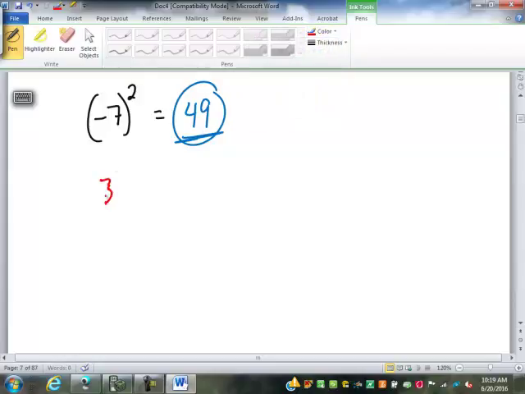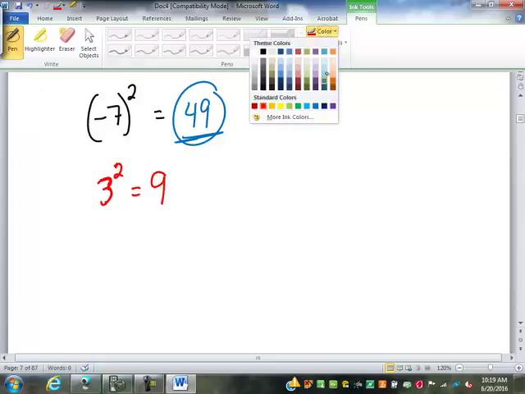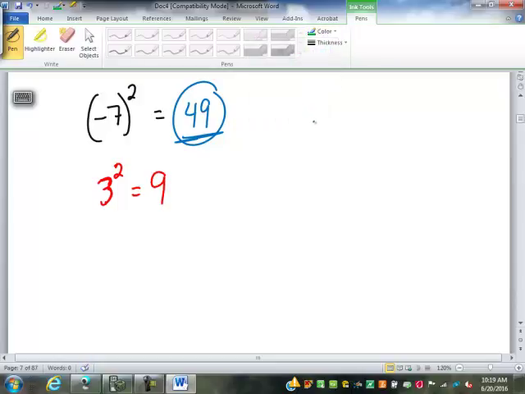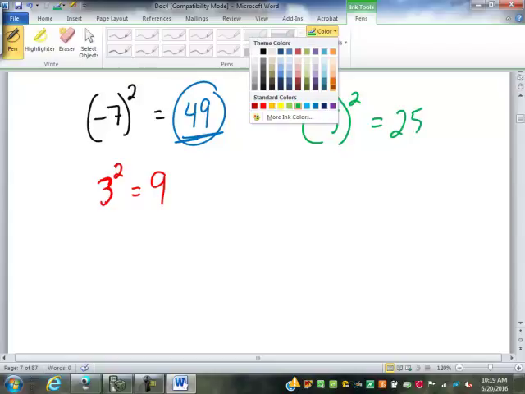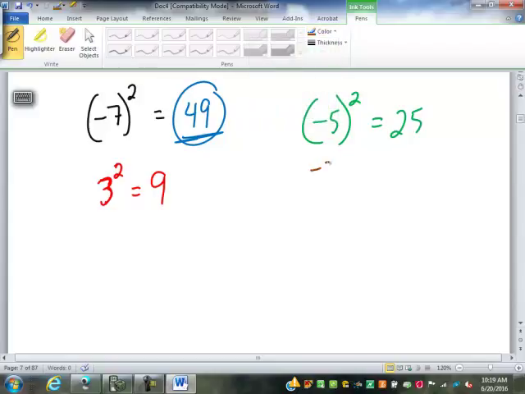So if I have 3 squared, what's that going to be? 9, yeah, no trick question there, I swear. How about a -5 squared? That better be 25. When you square something, it is always positive. Because again, that means -5 times -5. A negative times a negative will be a positive.